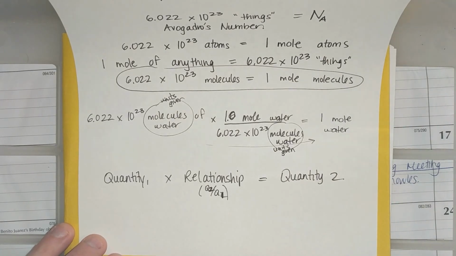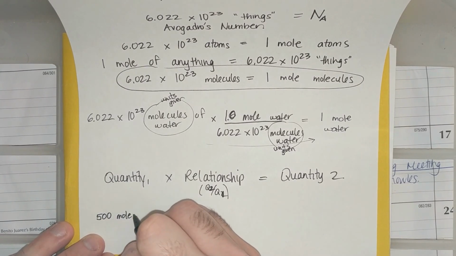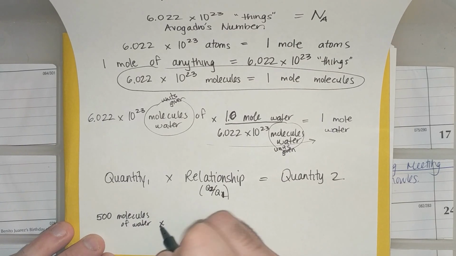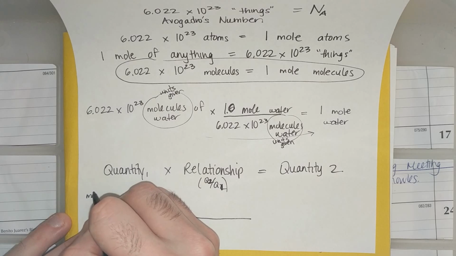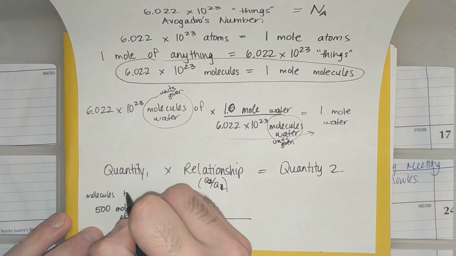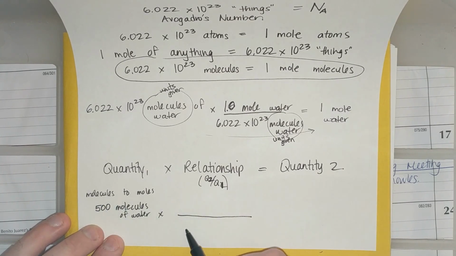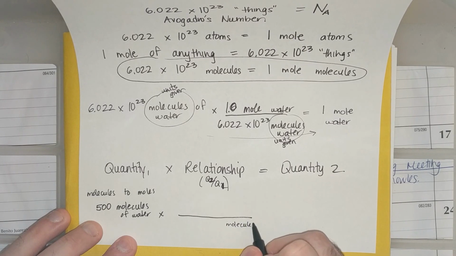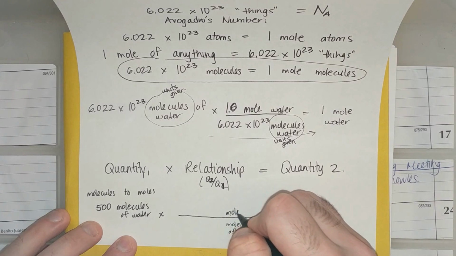So let's say I only had 500 molecules of water. I want to multiply by a relationship, and I want to know how many moles there are. So let's say I'm going from molecules to moles, right? I want to go from molecules to moles. I know that molecules of water needs to go in the denominator. And I want moles, so I need moles of water in the top.